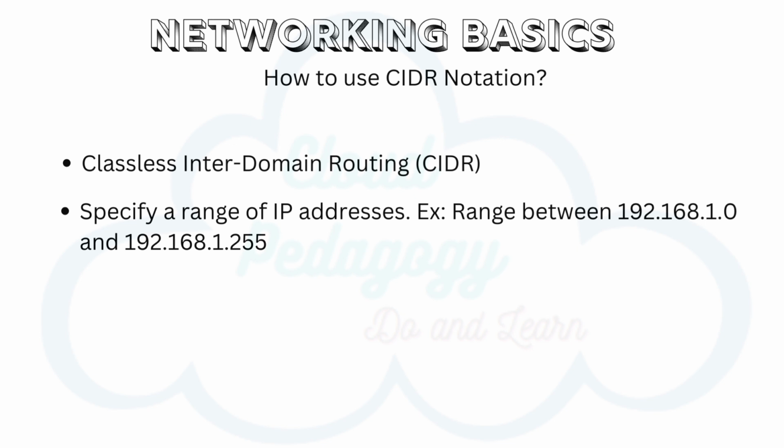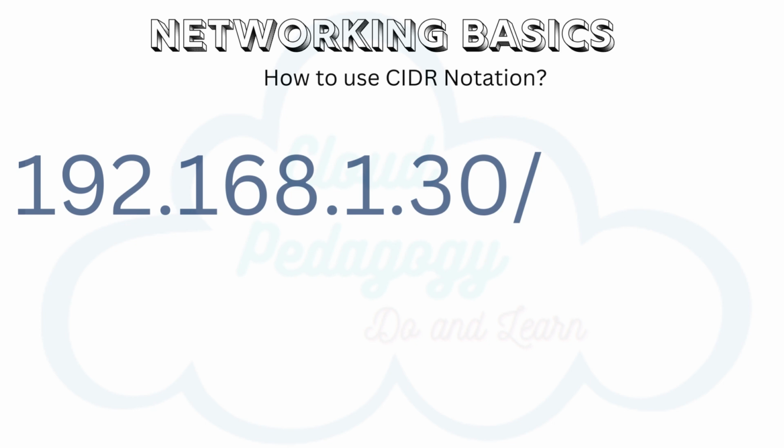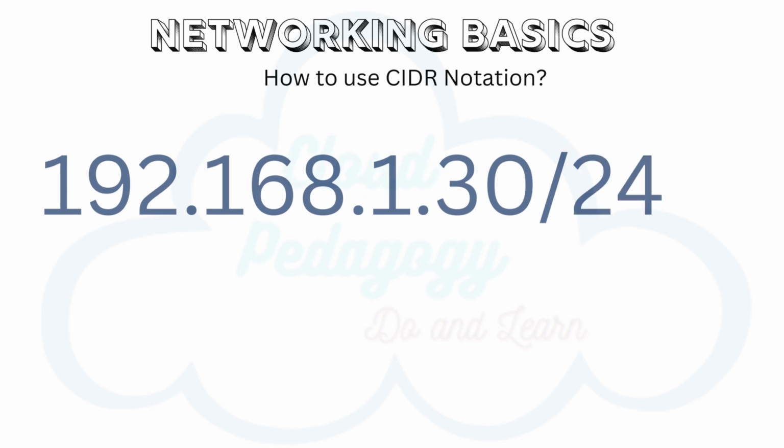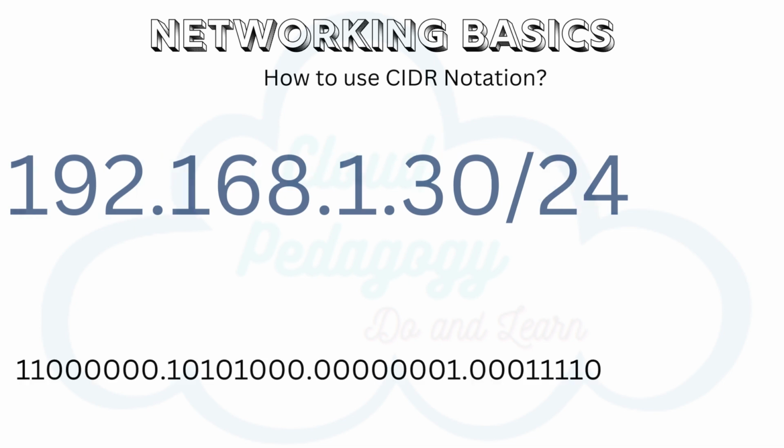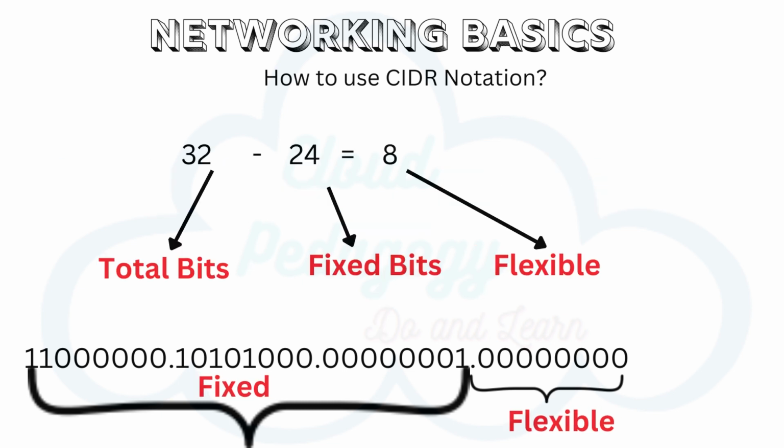Specifying a range determines how many IP addresses are available to you. CIDR notation looks like this. It begins with a starting IP address and is separated by a forward slash followed by a number. The number at the end specifies how many of the bits of the IP address are fixed. In this example, the first 24 bits of the IP address are fixed. The rest are flexible. 32 total bits subtracted by 24 fixed bits leaves 8 flexible bits.